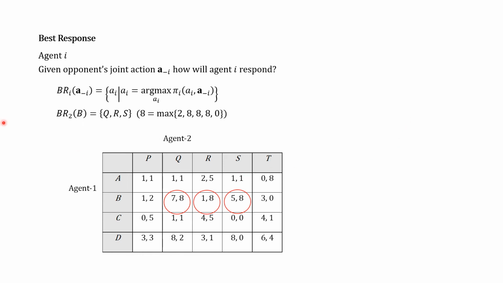Now, let's look at the other agent. When agent 1, let's say, chooses action B, agent 2's best responses are Q, R, and S. So let's look at why. Because agent 1 is playing B, we look at this row, and the payoffs of agent 2 are 2, 8, 8, 8, and 0, and the highest of them is 8, and that corresponds to any of these three actions, Q, R, S. So this set, Q, R, S, is the best response of agent 2 to B.